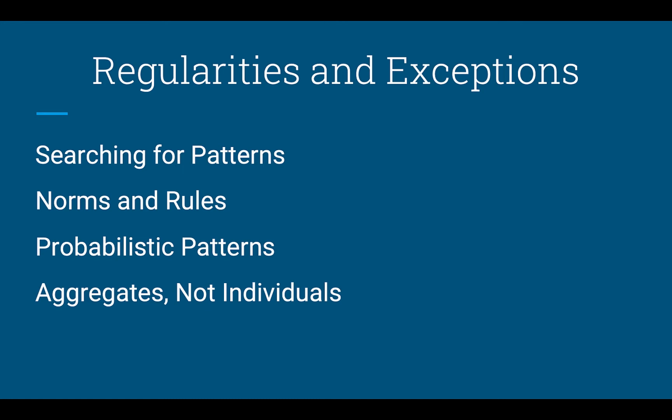Or, for example, we know there are gender probabilities with crime, right? With men committing more violent crimes. It doesn't mean that women never or rarely commit violent crime. It just means from a statistical perspective, men are far more likely to engage in violent felonies than women. So that's what we mean by probabilistic patterns. It's not 100% of the time.